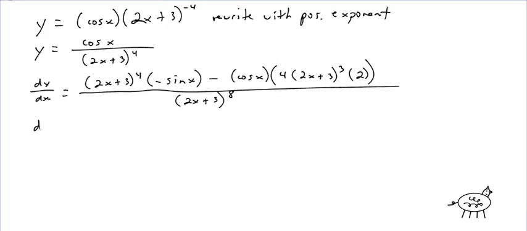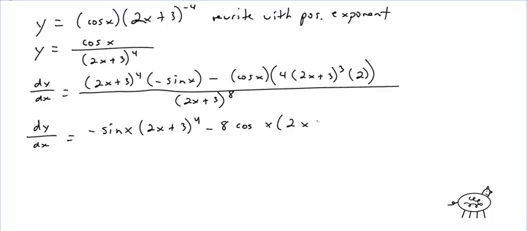Okay? So let's put some stuff together. dy dx is equal to, let's just write negative sine of x times (2x plus 3) to the 4th power. We can put some stuff here. So it's minus 8 cosine of x times (2x plus 3) cubed, all over (2x plus 3) to the 8th power.